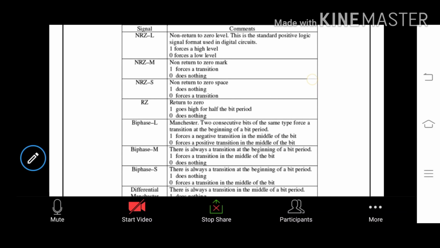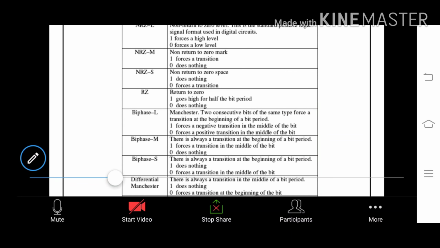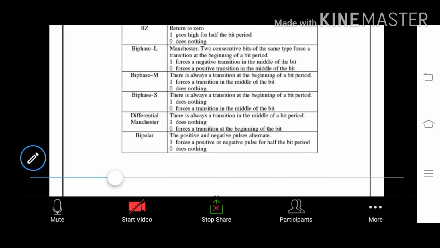So DPCM is differential pulse code modulation. Here also you can observe the description of the above clock pulse signals. All of these are non-return-to-zero. This is the standard positive logic signal format used in digital circuits. That is, one is a high level signal and zero is a low level signal. So all of these describe how to transmit unipolar and bipolar information.